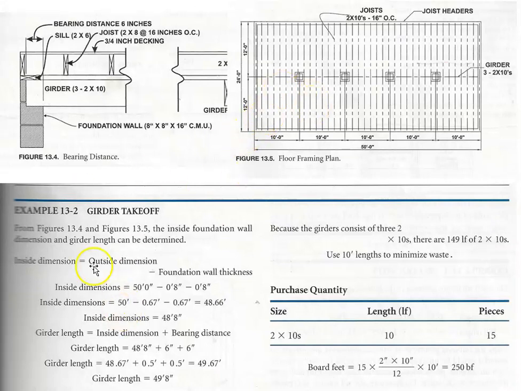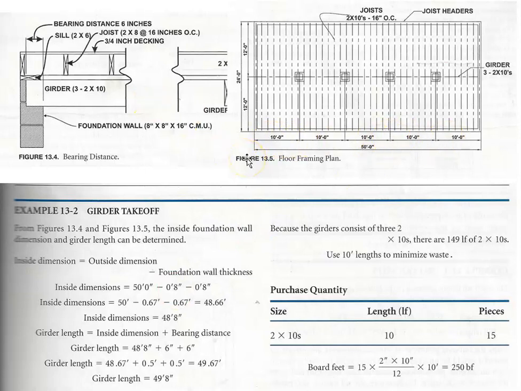Okay, so yes, let's talk about the calculations. So here's a girder, and he's figuring out the amount of lumber needed in this girder. So we have a 50-foot span right there, okay? And what he is trying to calculate here is the total length of this girder. So is it 50 feet?